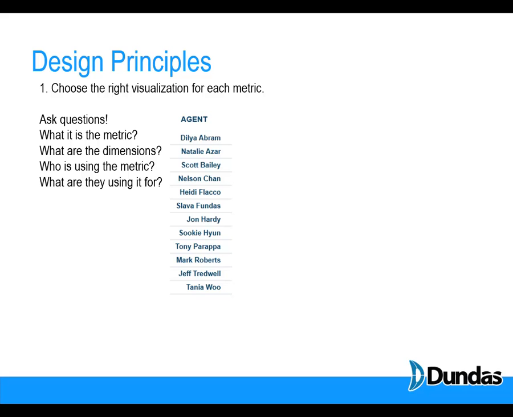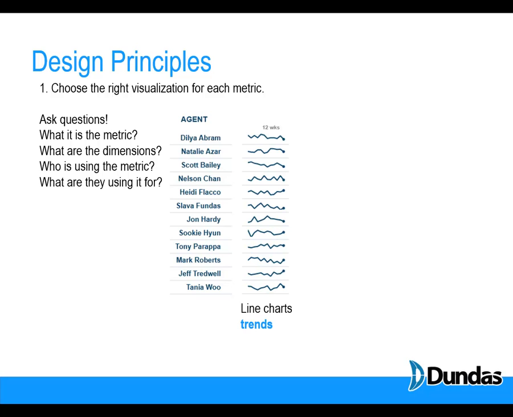So, as an example, let's take a scenario I've used in previous webinars where we've got a team manager managing her agents on her team. She wants to monitor an overall trend over the last 12 weeks. I would suggest a line chart. In this case, I suggest a series of spark lines, which I'll talk about a little later. But line charts are great for trends. We can see a point moving through time.